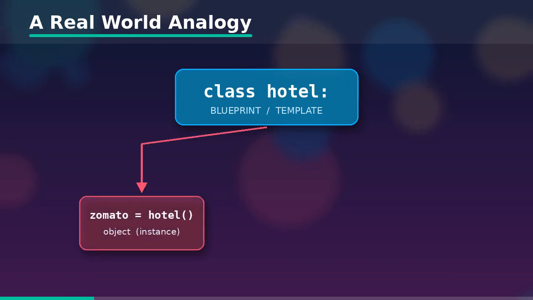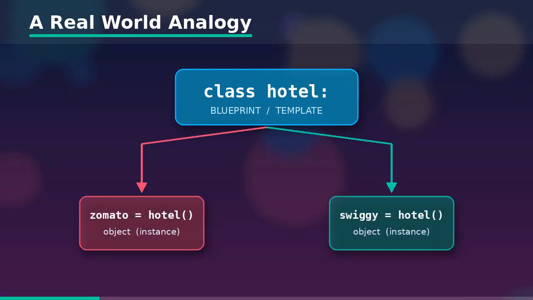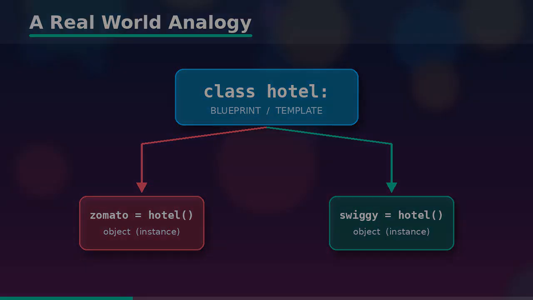Think of a class called Hotel. The class is only a blueprint, a design. From that one blueprint, we can create real working copies. Zomato equals hotel and Swiggy equals hotel. Zomato and Swiggy are two objects created from the same class.